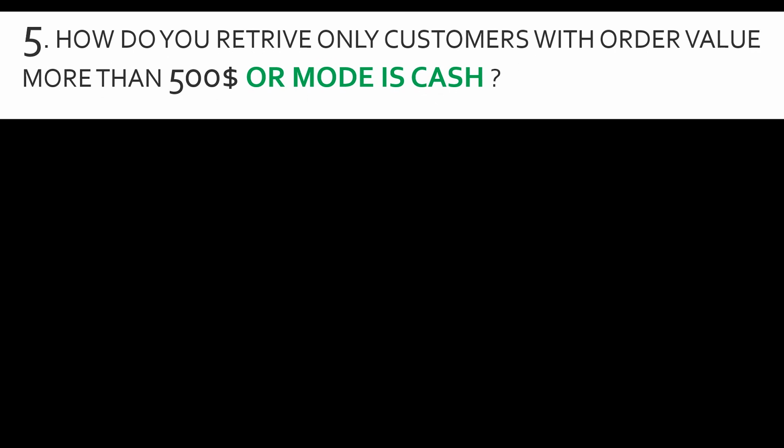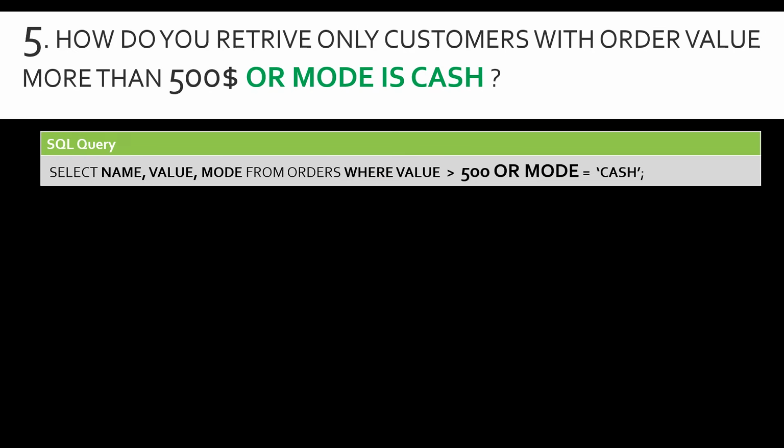Moving on, question number 5. So again, we are asking, how do you retrieve only customers with order value more than $500 or mode is cash? Again, these are all conditionalities, but here it's an OR conditionality, either this or that. So we'll look at the query.